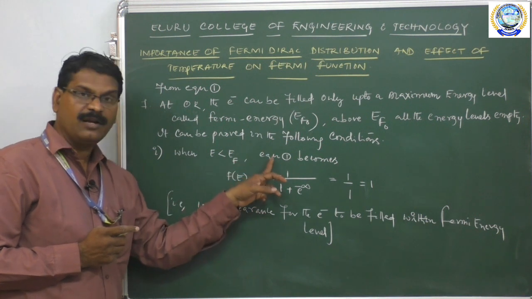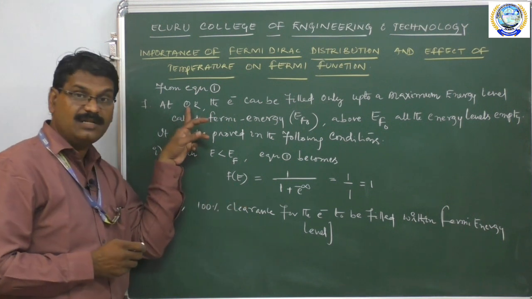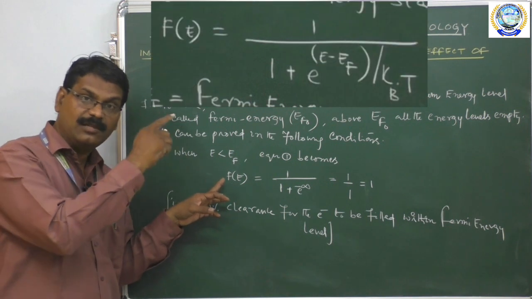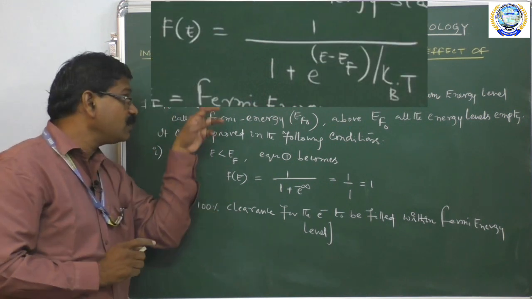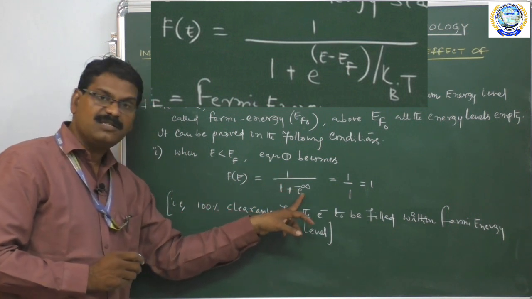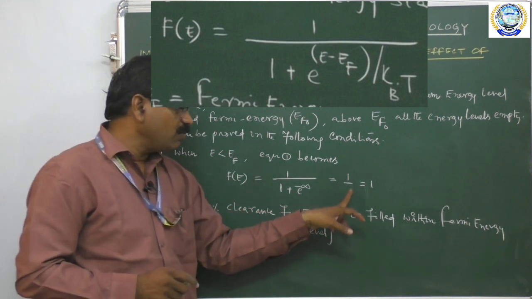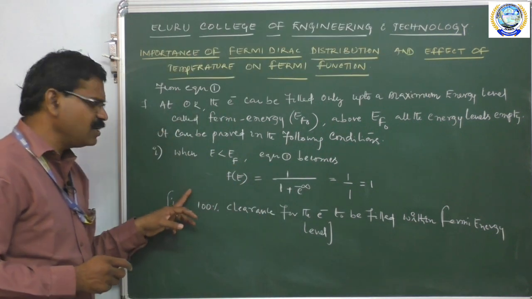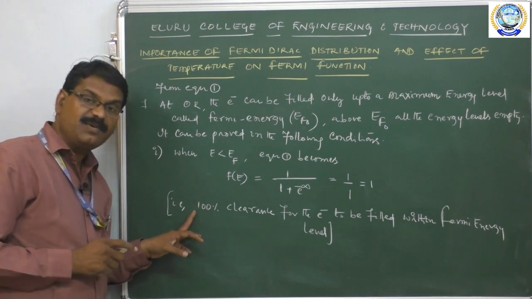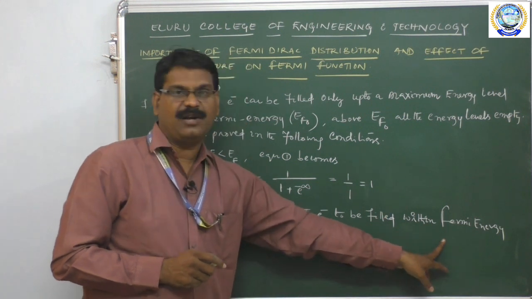Then in equation 1, substitute the values: the absolute temperature T equal to 0 kelvin, and Boltzmann's constant is always a permanent constant. After substituting all the required terms in equation 1, we get f(E) equal to 1 by 1 plus e to the power of minus infinity. As e to the power of minus infinity is 0, simplifying 1 by 1 is equal to 1. That means when f(E) is equal to unity, or 1, it represents 100% clearance for the electrons to be filled within the Fermi energy levels.